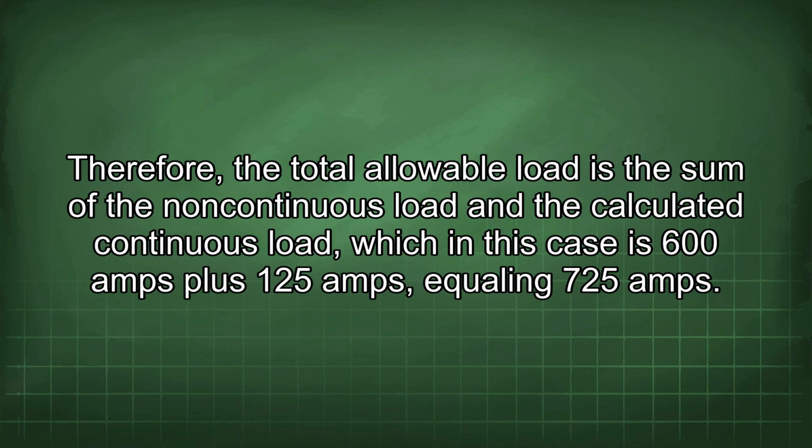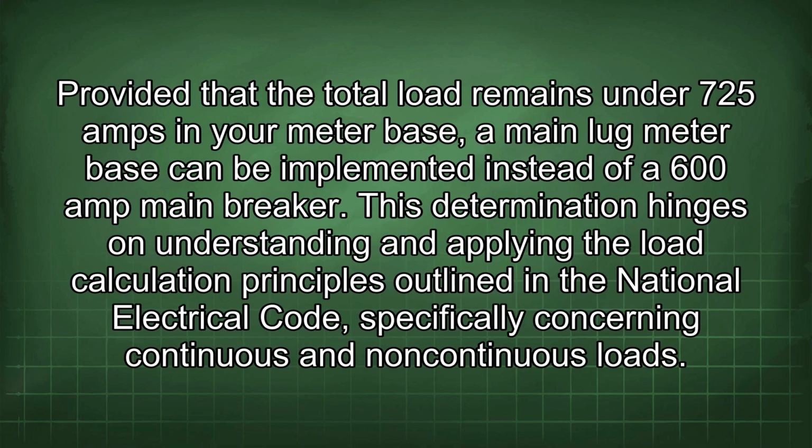Therefore, the total allowable load is the sum of the non-continuous load and the calculated continuous load, which in this case is 600 amps plus 125 amps, equaling 725 amps. Provided that the total load remains under 725 amps in your meter base, a main lug meter base can be implemented instead of a 600 amp main breaker.